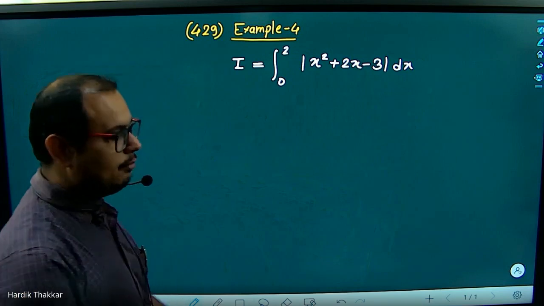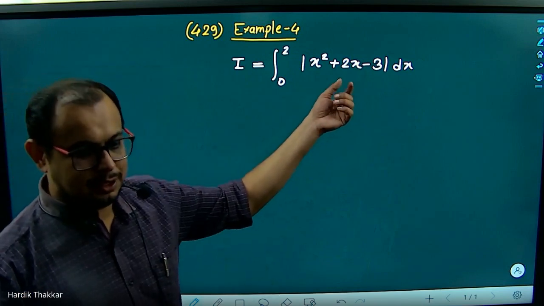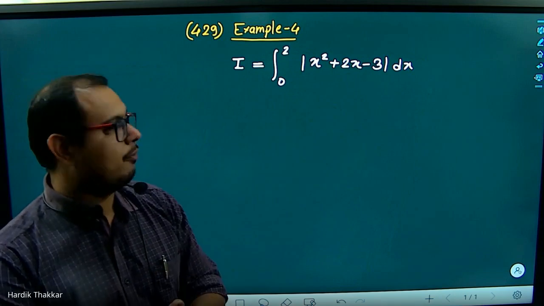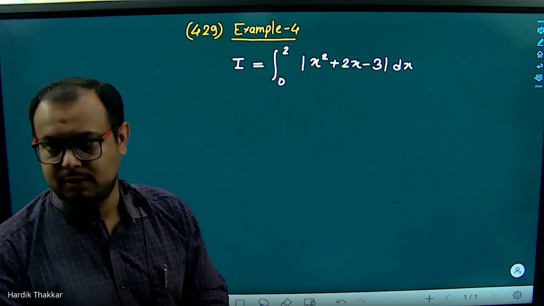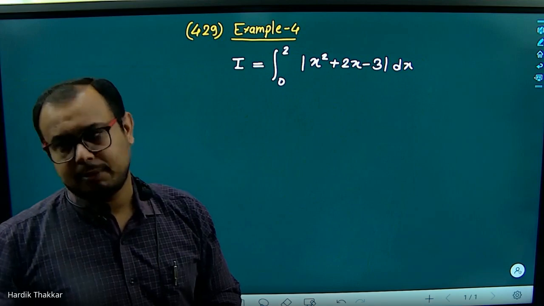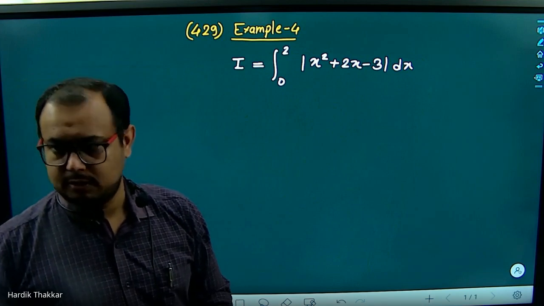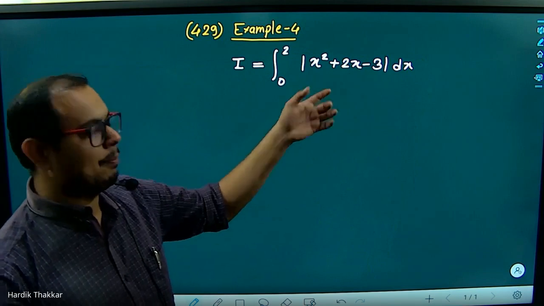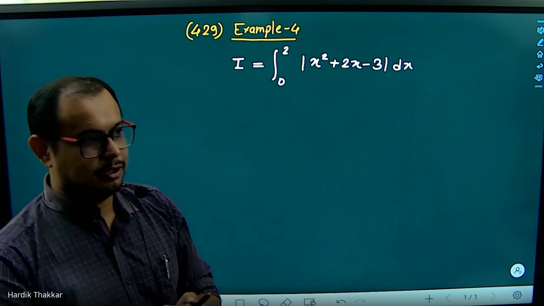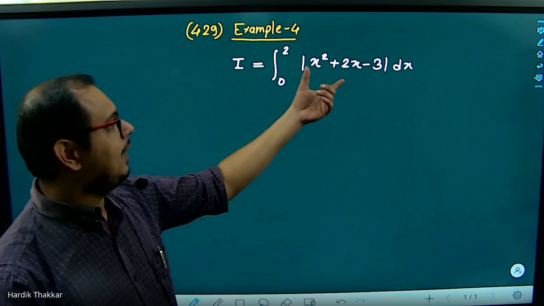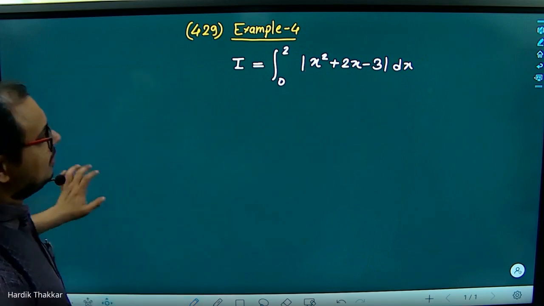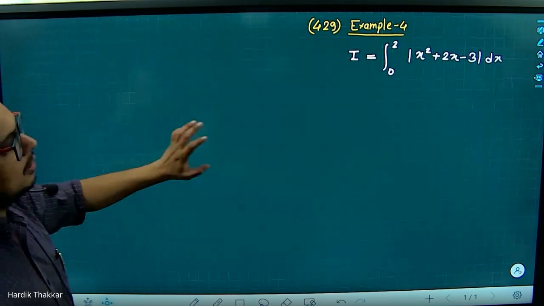If it is a modulus function with a linear function inside it, then it is easy to find the value of that modulus function, and we can do that just by finding out that value. But if we have a quadratic function inside, we have to evaluate its value by applying some rules.